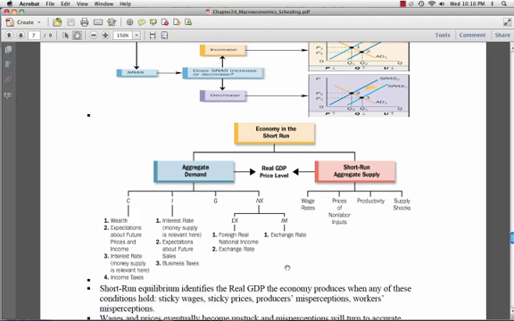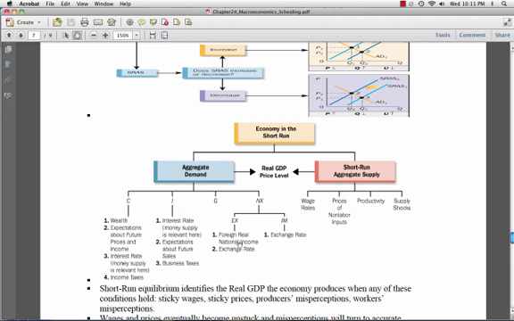Any of these events here all shift one of the curves. So if I tell you that wealth increases, that's going to increase consumption. And we talked about, well, what happens if I expect future income to be higher? Then I'll spend more. If the interest rate falls, then I consume more. If income taxes fall, I consume more. If interest rates fall, investment goes up. If I expect higher future sales, investment goes up. If business taxes fall, investment goes up.